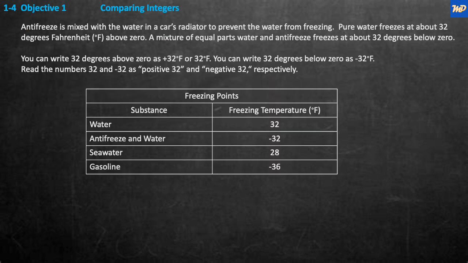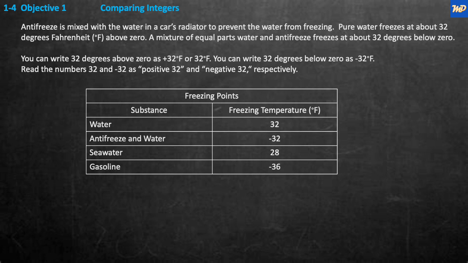Objective 1, comparing integers. Here's a little story for us to go through. Antifreeze is mixed with water in a car's radiator to prevent the water from freezing. Pure water freezes at about 32 degrees Fahrenheit. That's, as you see the symbol for it, degrees Fahrenheit, above zero. A mixture of equal parts water and antifreeze freezes at about 32 degrees below zero.